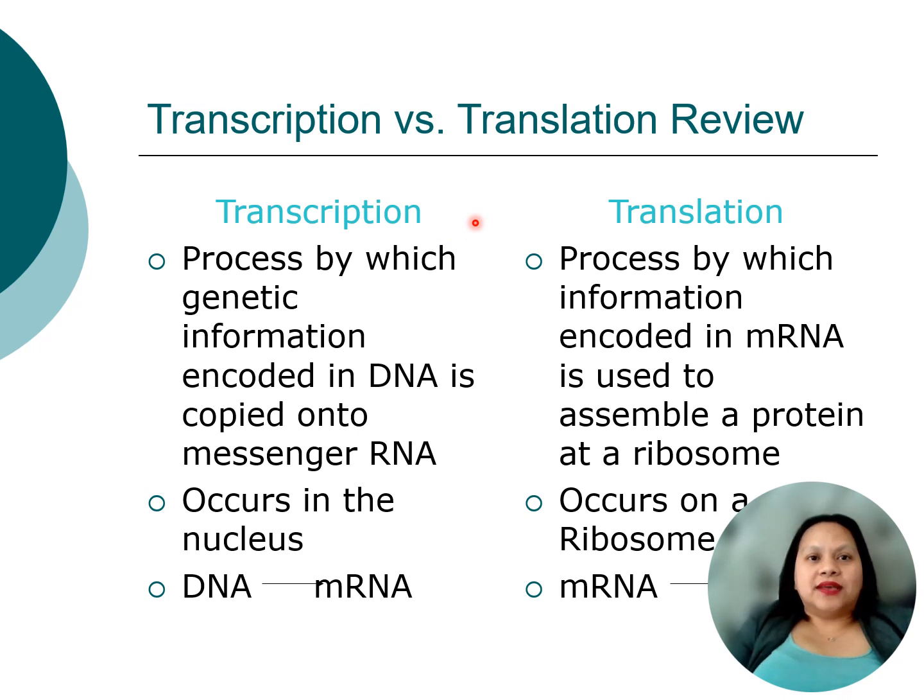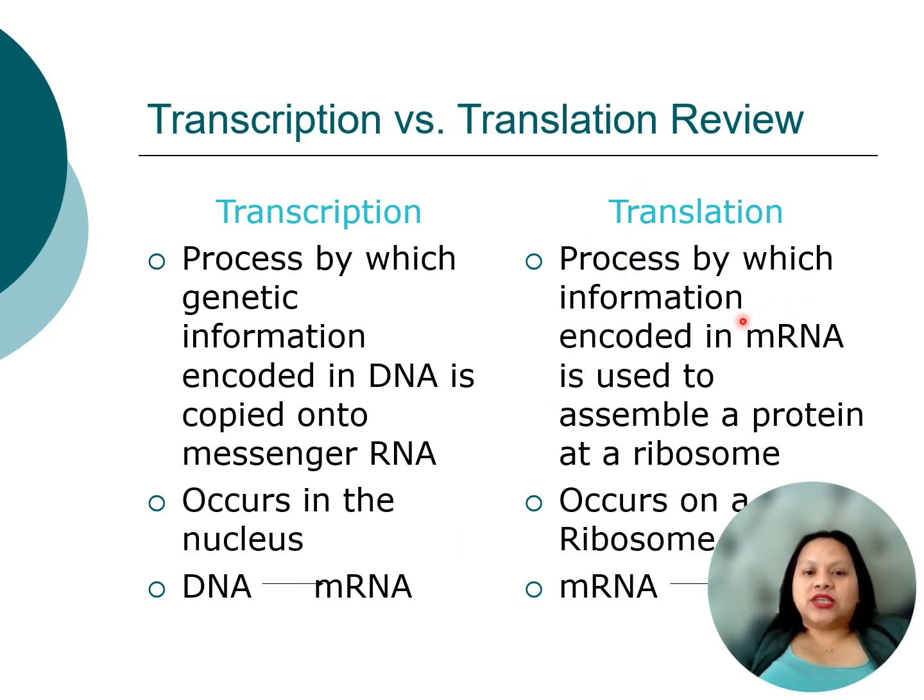And now let's have a summary of what we have just discussed. We discussed transcription and translation. Just a review, we said that transcription is the process by which genetic information encoded in DNA is copied into messenger RNA. It occurs in the nucleus, and the process is DNA to mRNA. Translation is the process by which information encoded in mRNA is used to assemble a protein. It occurs on a ribosome, mRNA to protein.